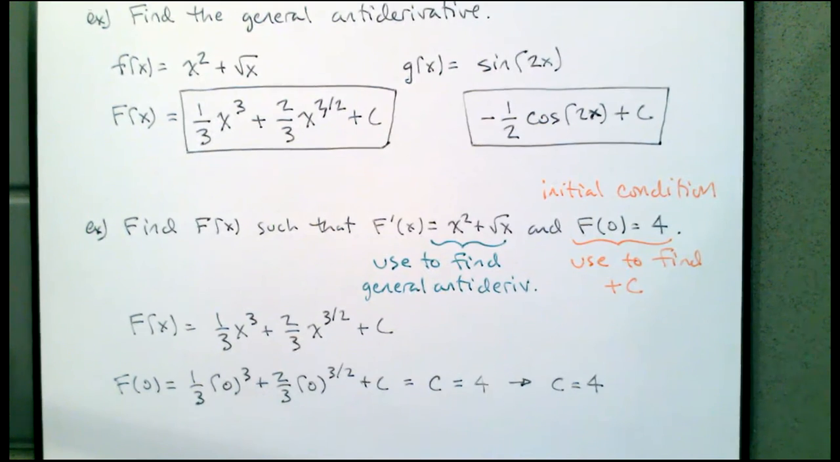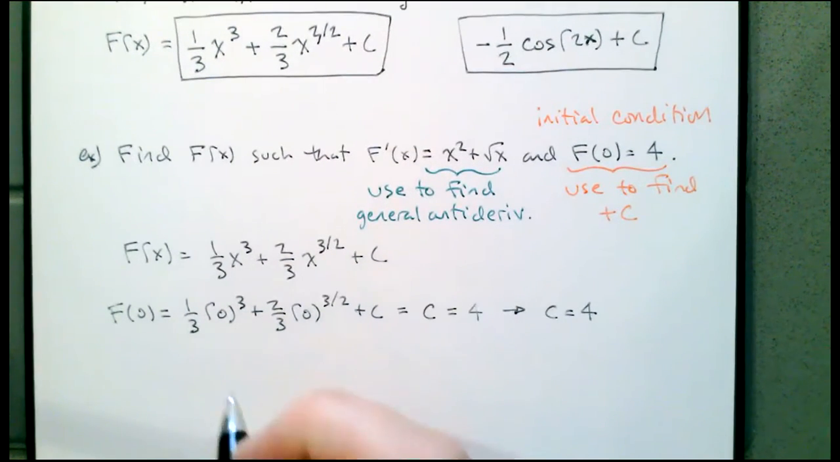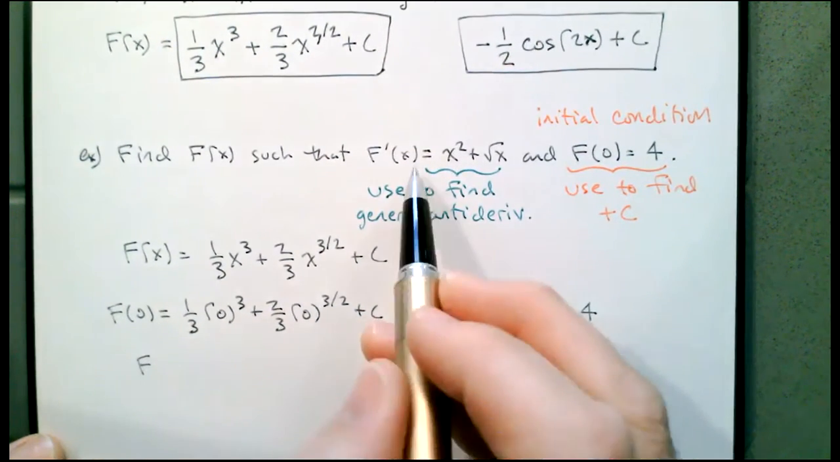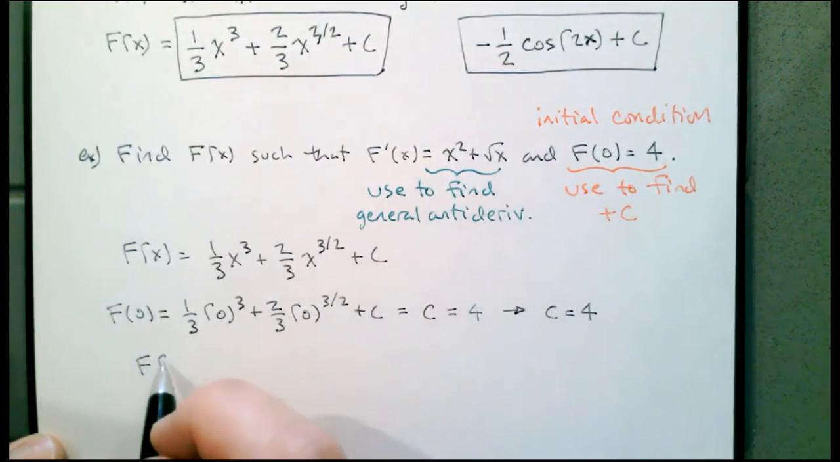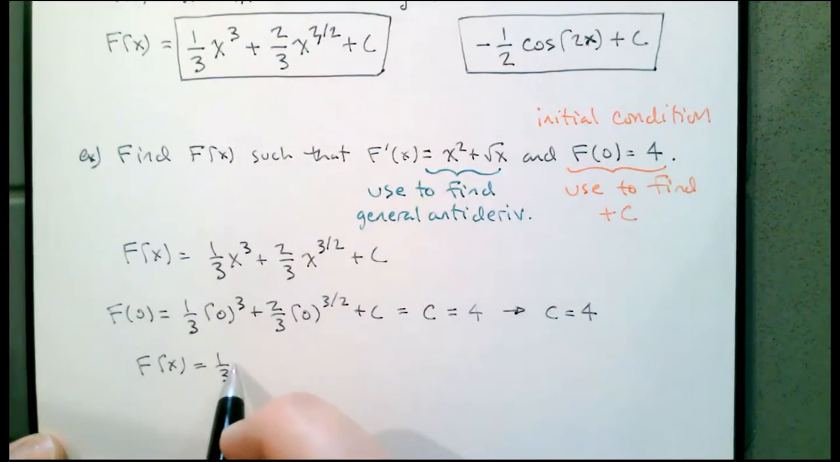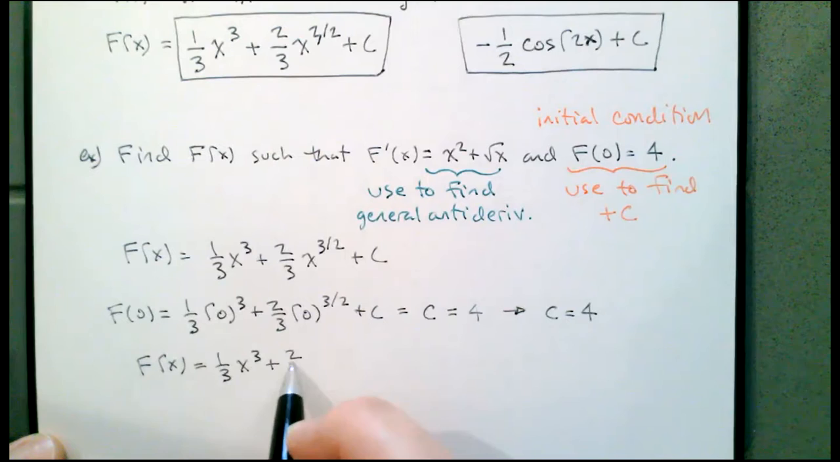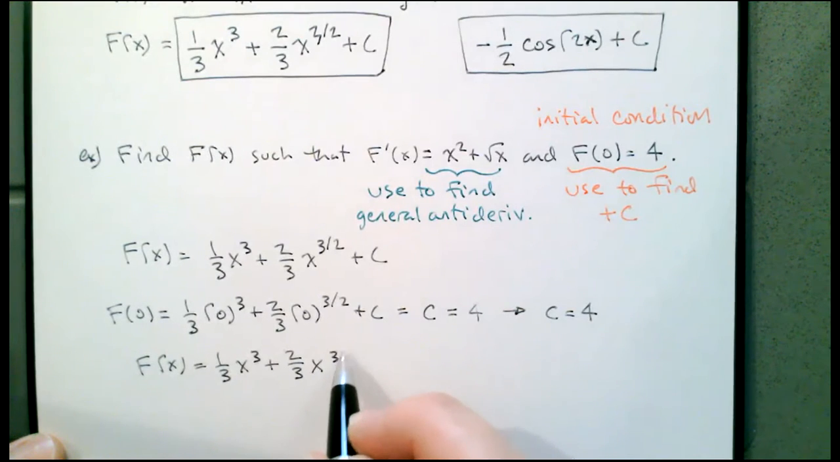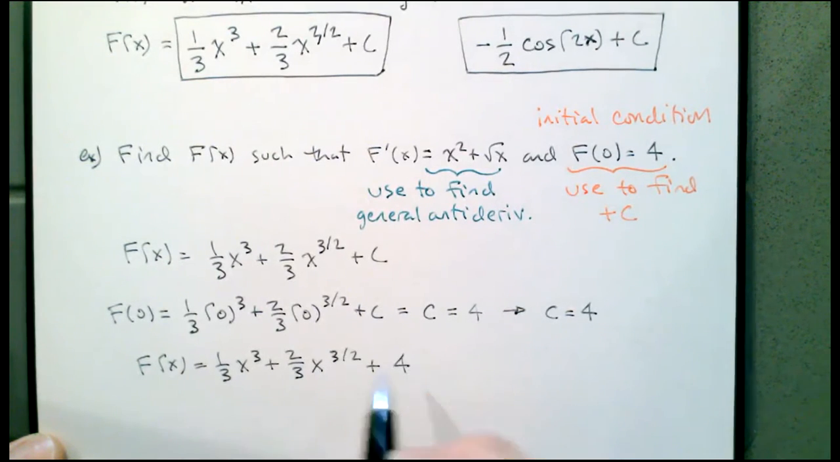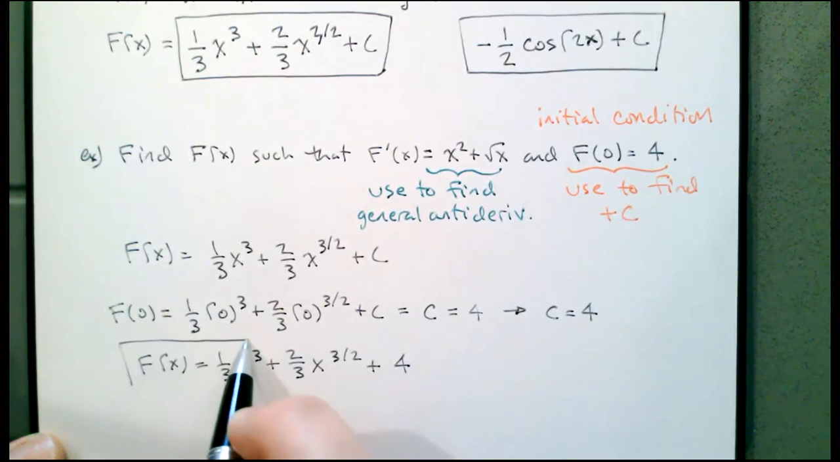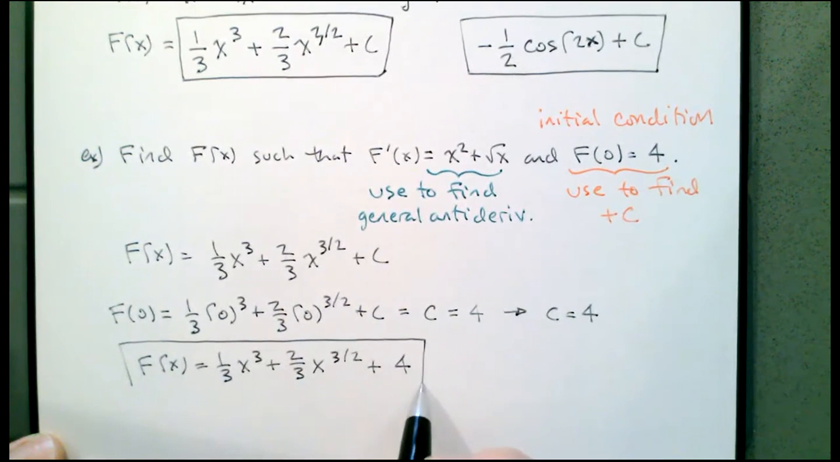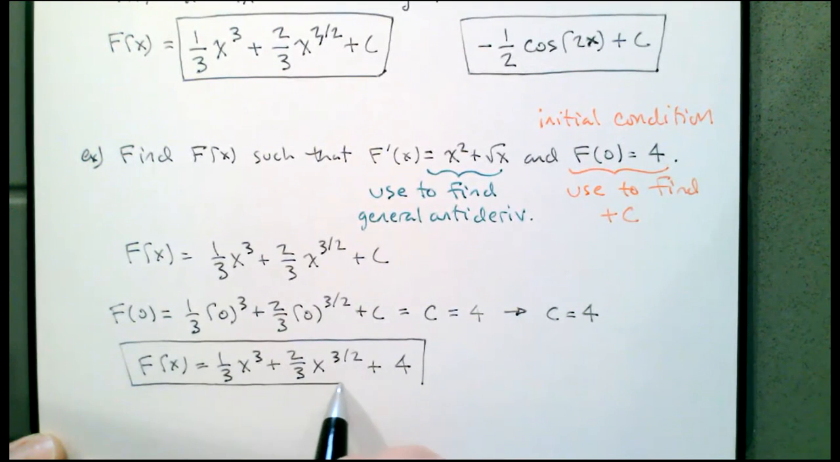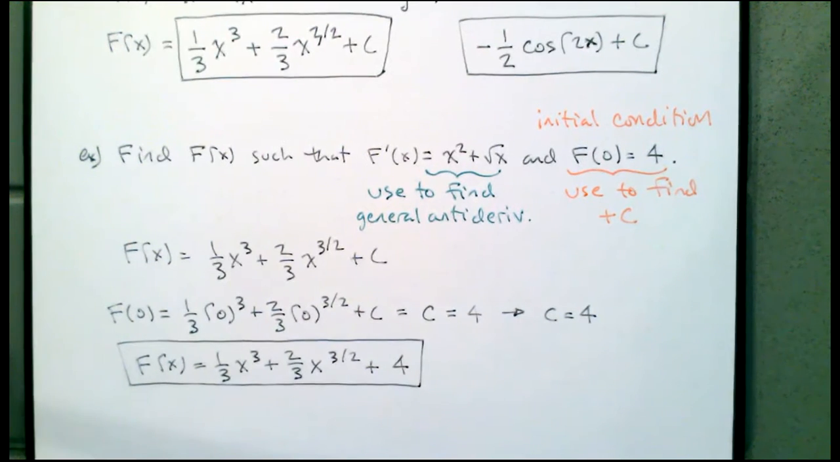So the function that we were looking for that fits both parts of this description is f of x equals 1/3 x cubed plus 2/3 x to the 3/2 plus 4. This is a function that fits the description. Notice we have a specific value for c, not just some generic arbitrary constant of integration. The initial condition allowed us to figure out what the constant of integration was.